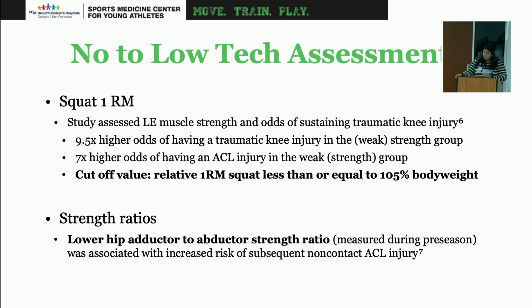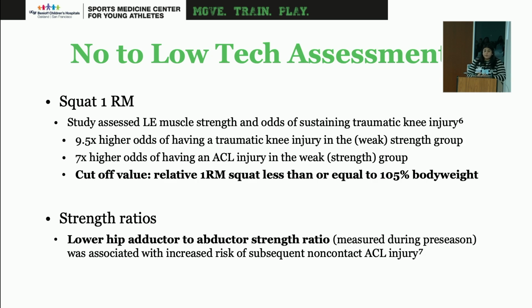So again, I'm going to be pulling from different studies here. I tried to highlight some of the cutoff values or the really big take-home points in terms of what I would like for you guys to hone in on with these specific studies and specific assessments. So we'll start off with a squat 1RM. A study done by Augustin et al. assessed lower extremity muscle strength and the influence it has on traumatic knee injuries in youth female and male athletes.